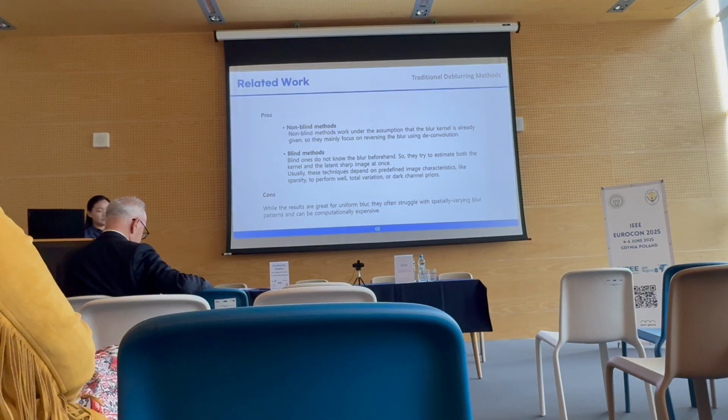Traditional deblurring methods fall into two main categories. One is the non-blind method, and the other is the blind method, which estimates both the kernel and the sharp image together, often relying on image priors such as sparsity or the dark channel. While these approaches perform well for uniform blur, they can struggle with spatially varying blur patterns and may be computationally intensive.